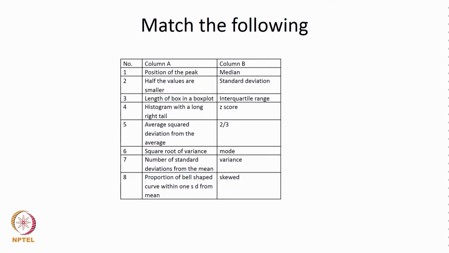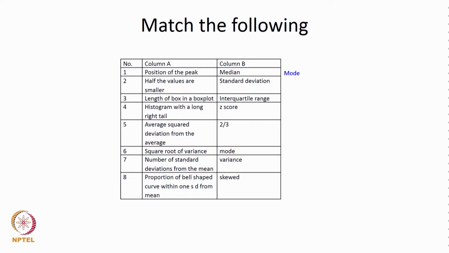In this, we try to match the things in column A versus things in column B. There are 8 items that are given. Position of the peak is the first thing in column A, and if we look at the options, we realize position of the peak indicates that value which has the largest frequency, and therefore, it has to be the mode, which we find here under item 6. So, position of the peak will be the mode.